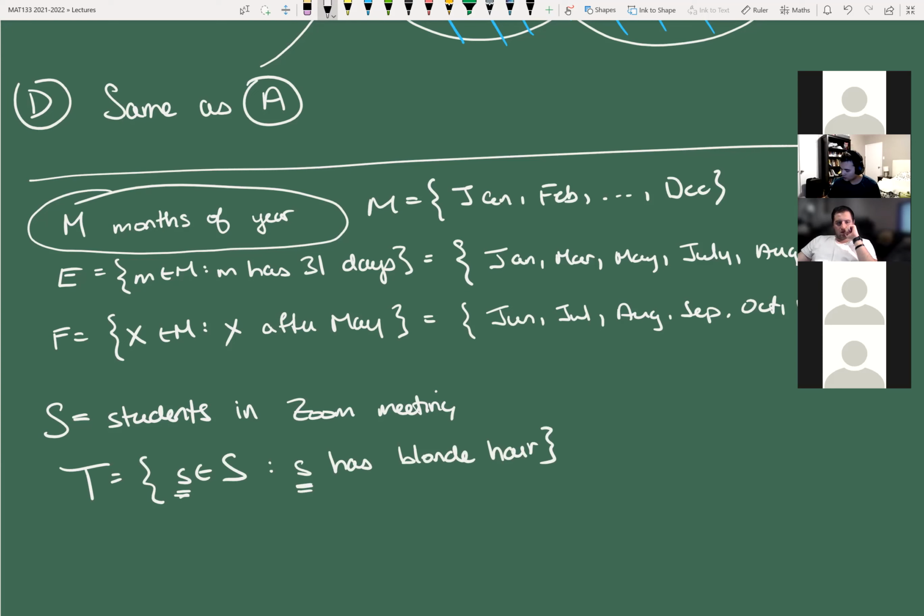So this allows me to reference S, right? I'm saying little s is a student in this class and S has blonde hair. So what I would do is we could check whether each of you belong in this set. I could go up to Edward and ask, Edward, do you have blonde hair? Okay, no, so you are not in T, right?